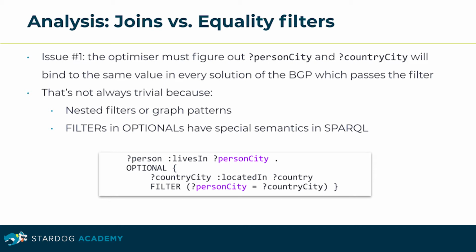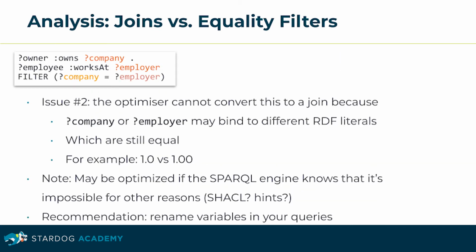And that's not always going to be true because we could have nested filters or other graph patterns. Additionally, the filters and optionals have special semantics in SPARQL. And so the optimizer has to do additional work to do this evaluation. The second issue is the optimizer cannot convert this to a join because company or employer may bind to different RDF literals, and they may still be equal or not equal. And this may be optimized if the SPARQL engine knows that it's impossible for other reasons.